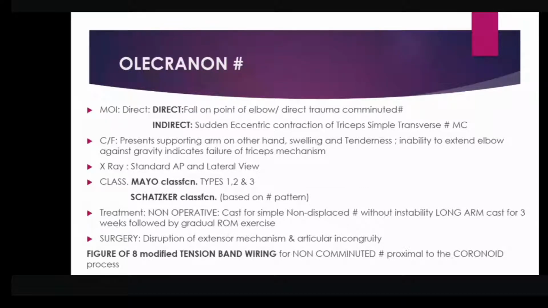You do not need to go into these classifications for olecranon fracture. Remember only the classification of Monteggia. Treatment is tension band wiring.